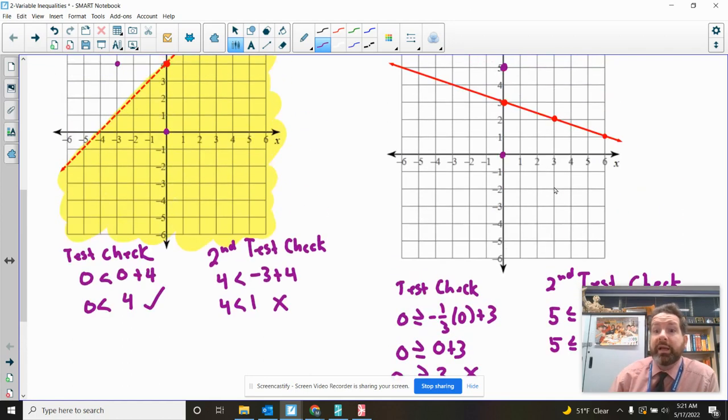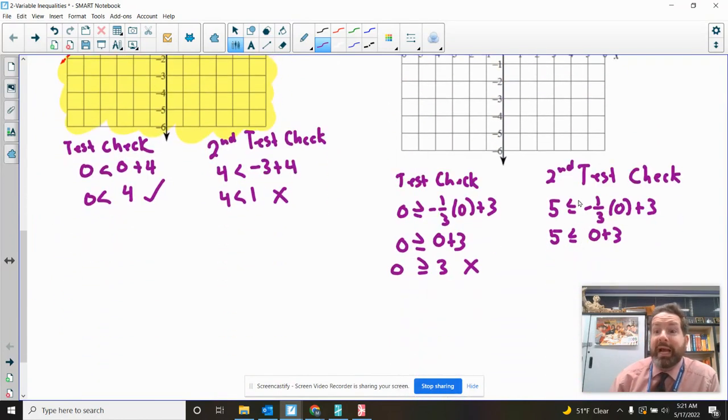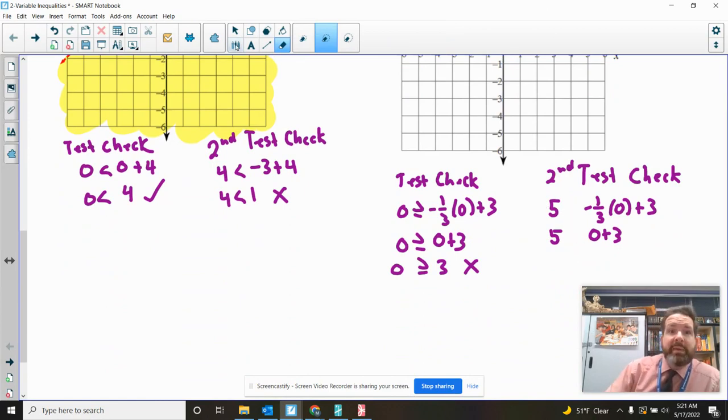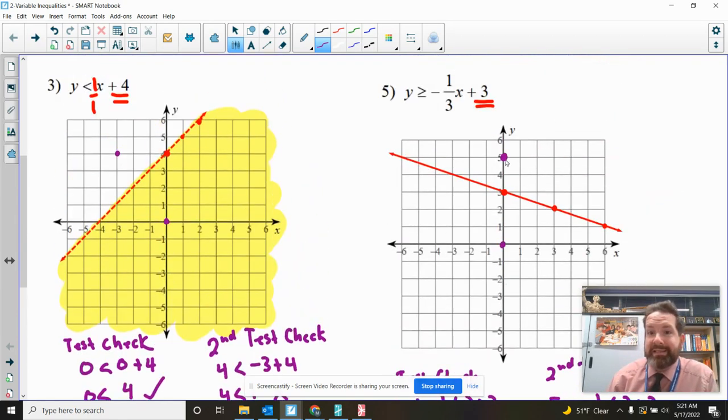You know what I did? Okay, I spotted an error. We all make errors, right? You see how this clearly says greater than or equal to? I just wrote the wrong sign, so I'm going to fix it. Anytime you make a mistake in your work, just make sure that you fix it as soon as you spot it. Okay, now that I got that sign going the right direction. Is 5 greater than or equal to 3? Yes, that's true. That means this second test check point is on the side that gets the shading.